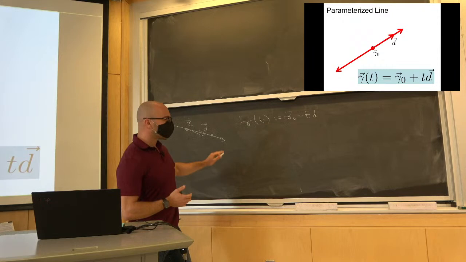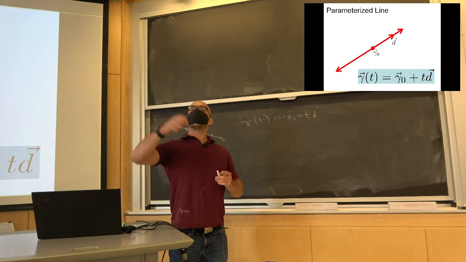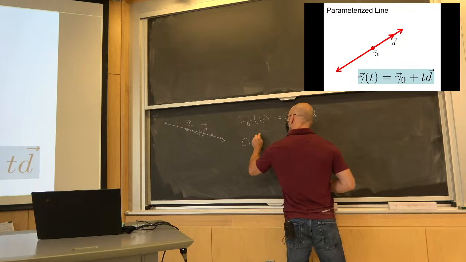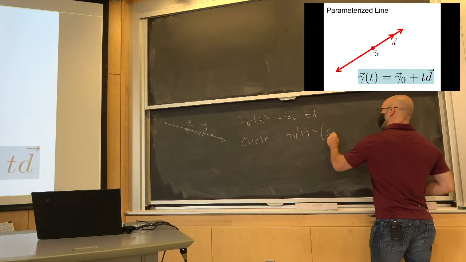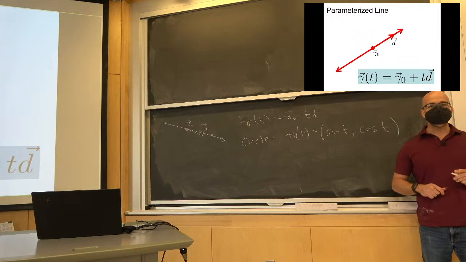Okay, so that's a line. How can I draw a circle? Yes, in the back. Sine and cosine, that's right. So if I wanted to draw a circle, then I have gamma of t equals maybe sine of t, cosine of t. Totally sensible. One thing to note is that this is not a polynomial.